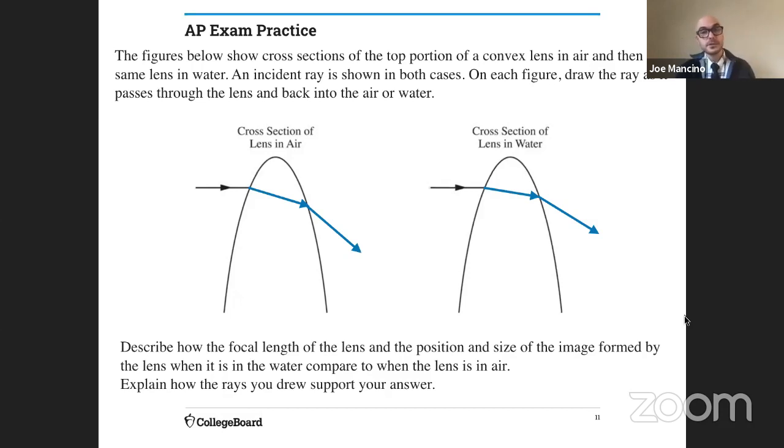And your second job was to describe how this would affect the focal length of the lens. Describe how the focal length and the position of the image would be affected by the lens being in air or water. Well, if you look at the image on the right side of your screen, the lens in the water, you'll notice that converging rays would converge at a further point that pushes the focal point of the lens back towards the right of your screen.